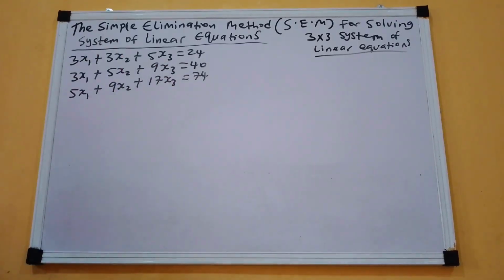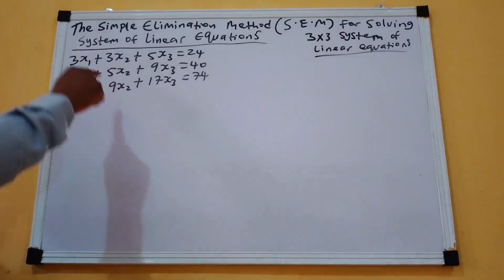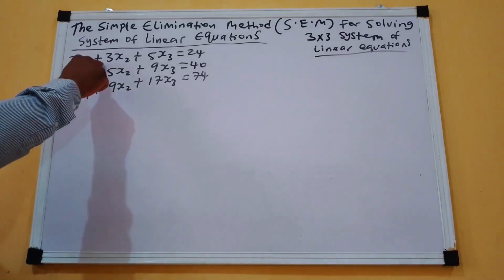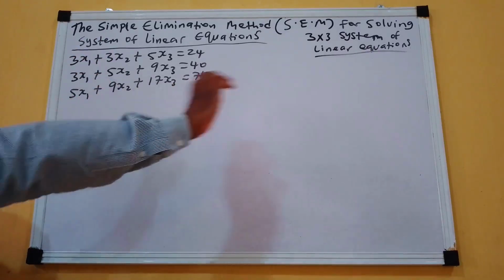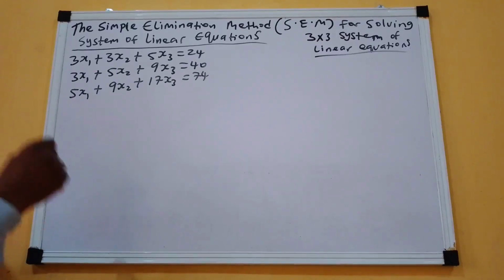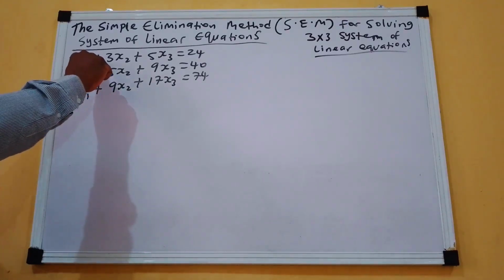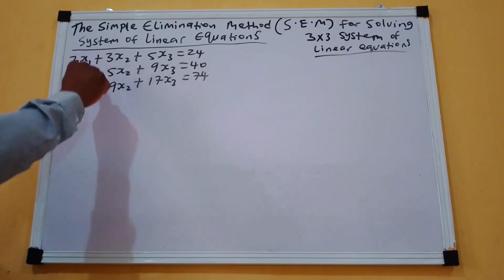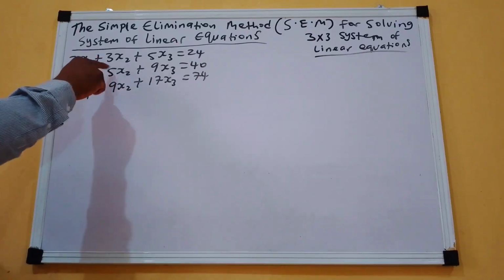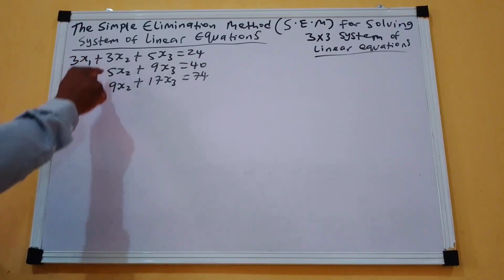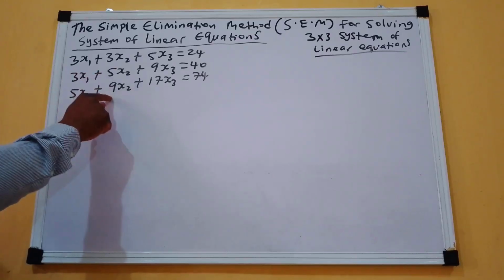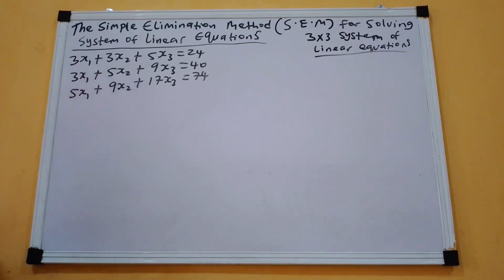Now, using this simple elimination method, the first thing you do is to pick one of the 3 unknowns that you want to eliminate, and you are going to combine the equations. For instance, if you eliminate x1 from equations 1 and 2, you are going to get a simple equation having x2 and x3. Then, since you have picked x1, you can now pick either the first and third equation or the second and third equation to still eliminate x1.